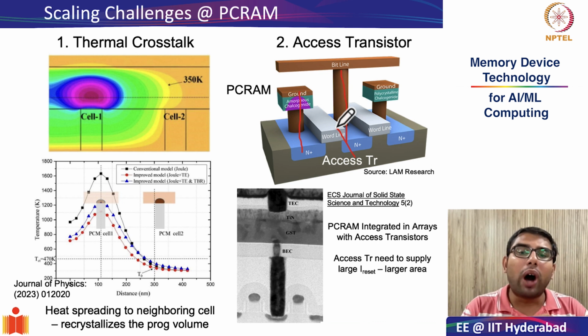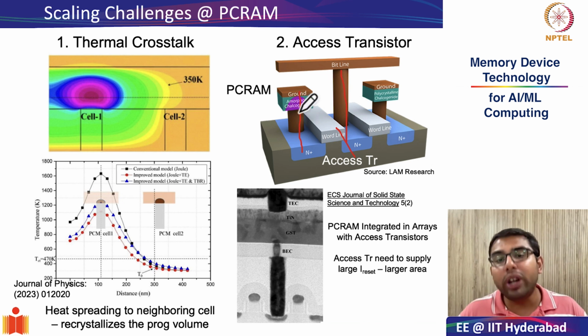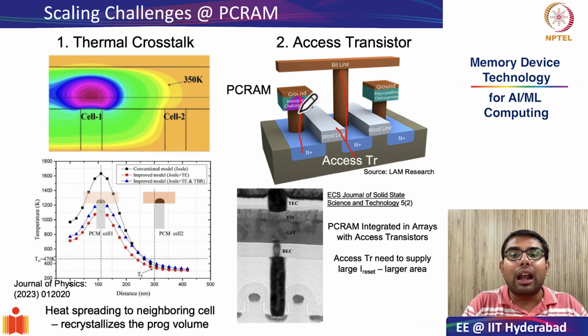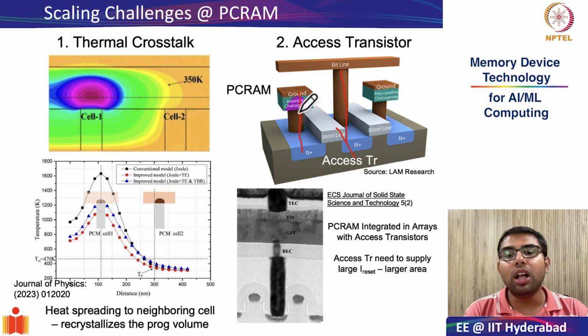Now you may ask, why do we need these access transistors? Remember, we have to supply large reset currents. That is one of the bottlenecks in the PCRAM technology, because PCRAM technology is essentially driven by thermal joule heating. Now, if we want to supply a large amount of reset current, the access transistor which is going to supply this current to this PCRAM cell also needs to become large. As we know, the larger the current drivability requirement, the larger should be the area of your access transistor.